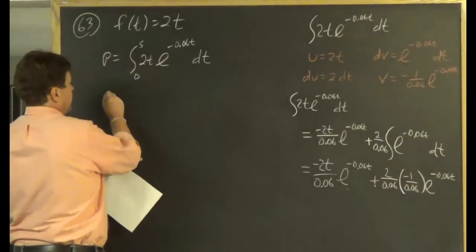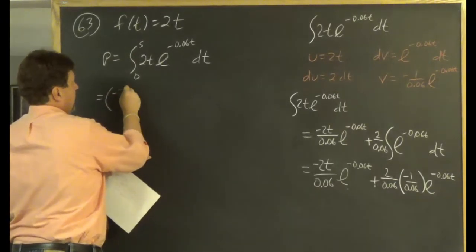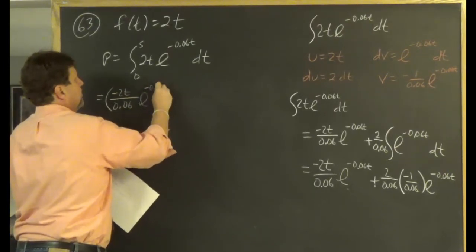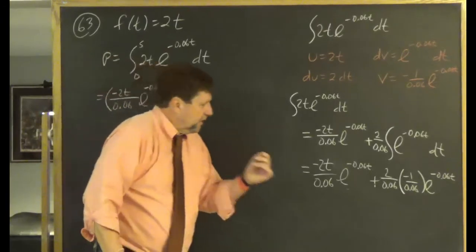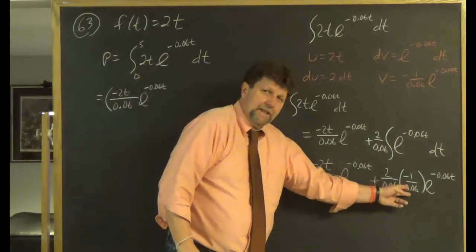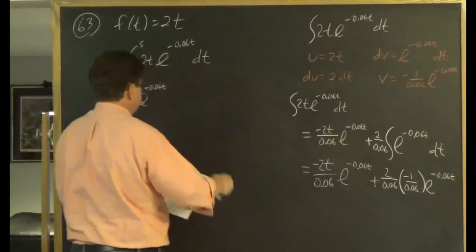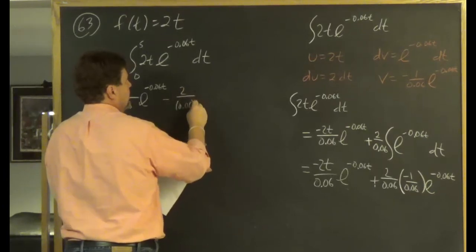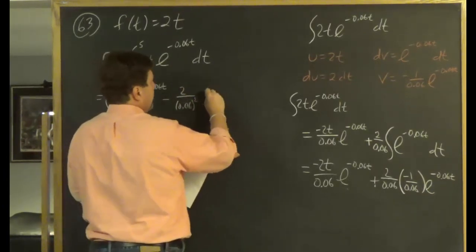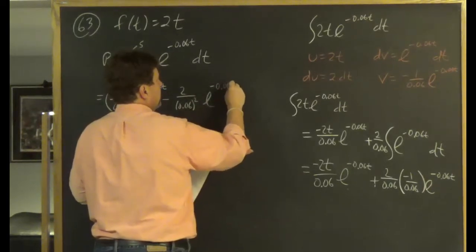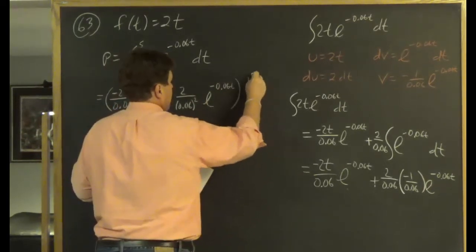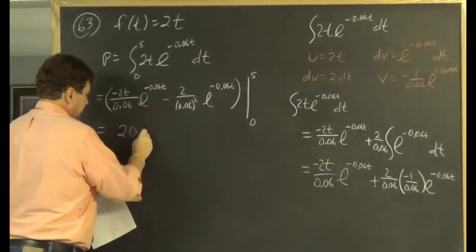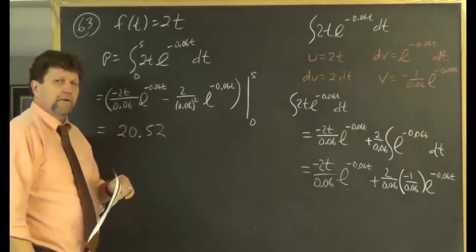Let me pull the antiderivative over here. Negative 2t over 0.06 e to the negative 0.06t. And I'm going to do just a little cleanup. This product is negative, so that would make that a minus 2 over, and then that's a 0.06 squared in the denominator, e to the negative 0.06t. Evaluate that from 0 to 5, and you should get 20. I'm going to write it as 20.52.